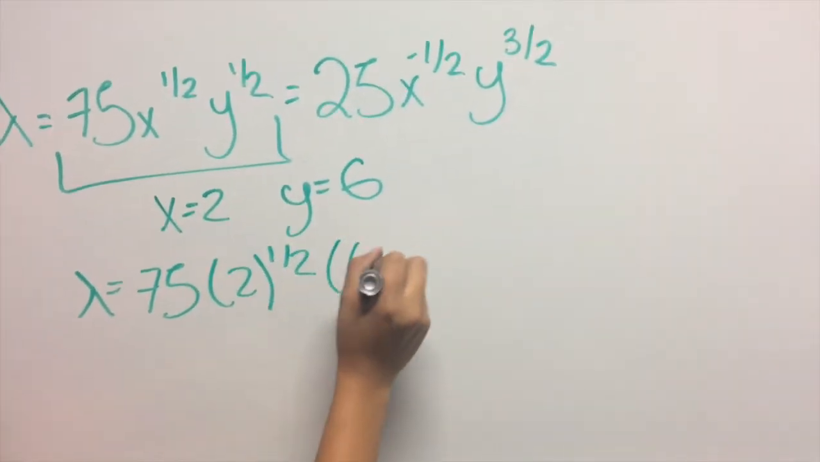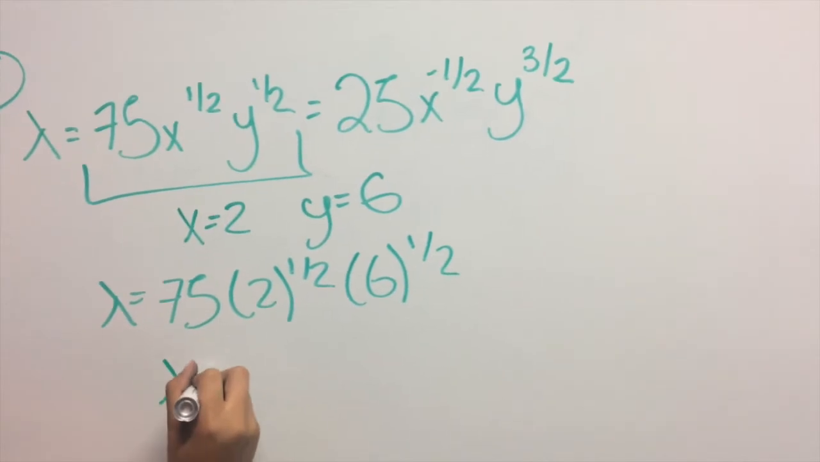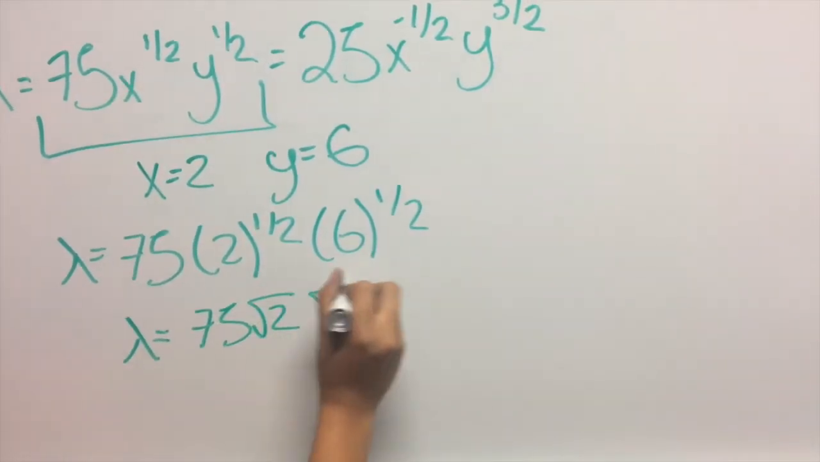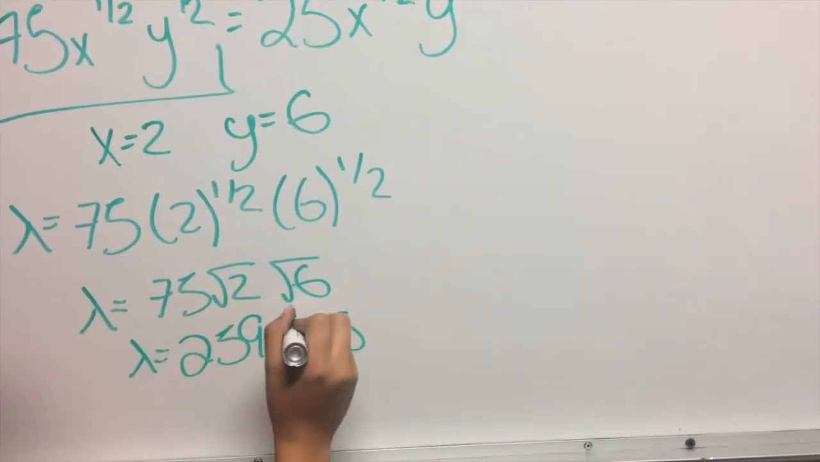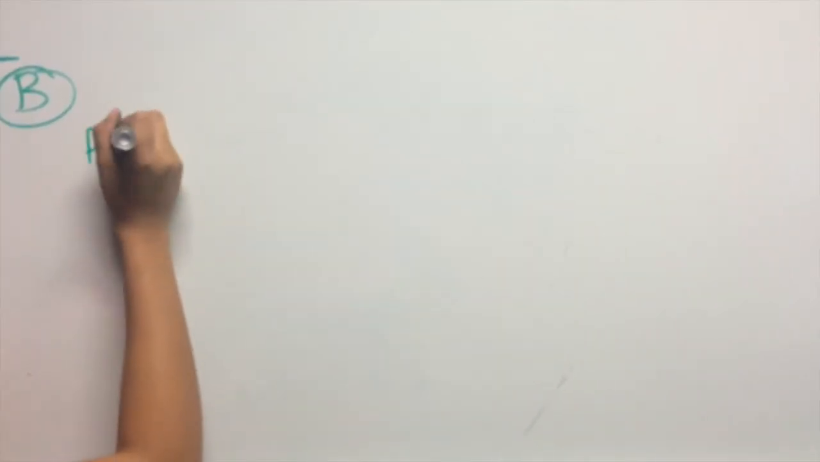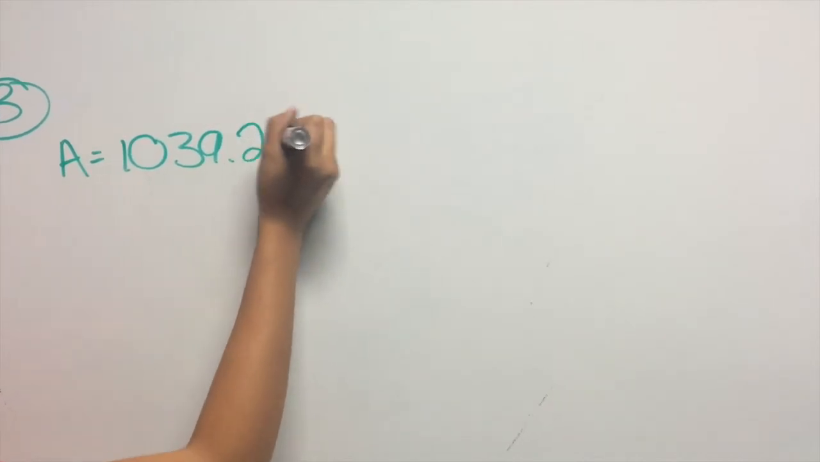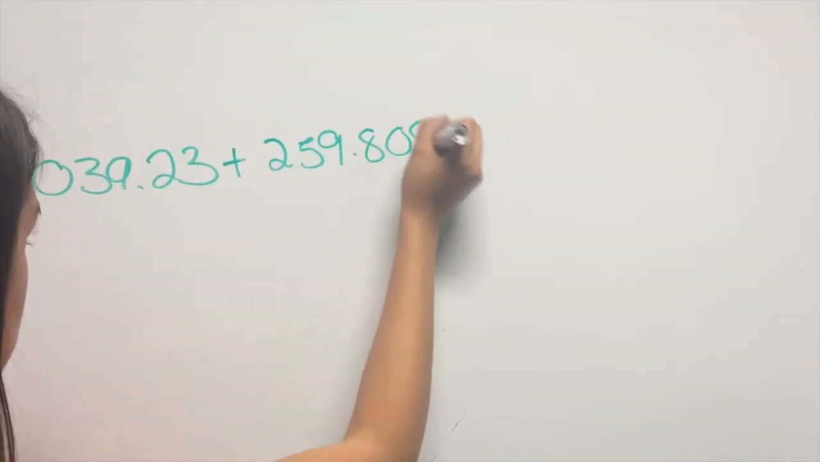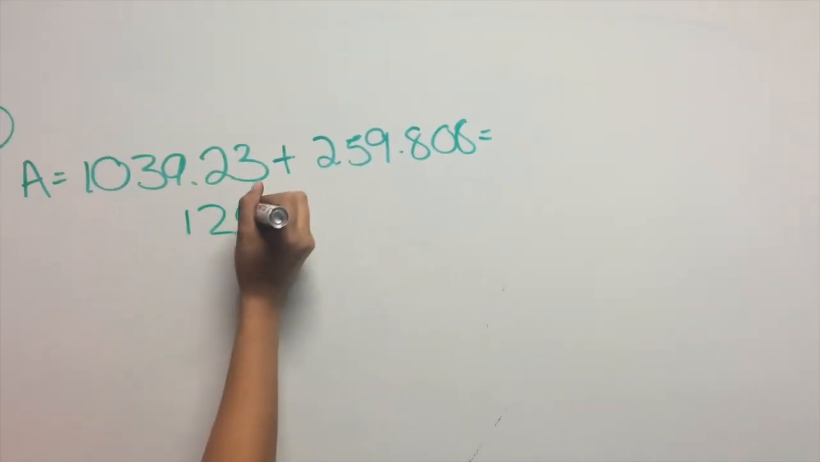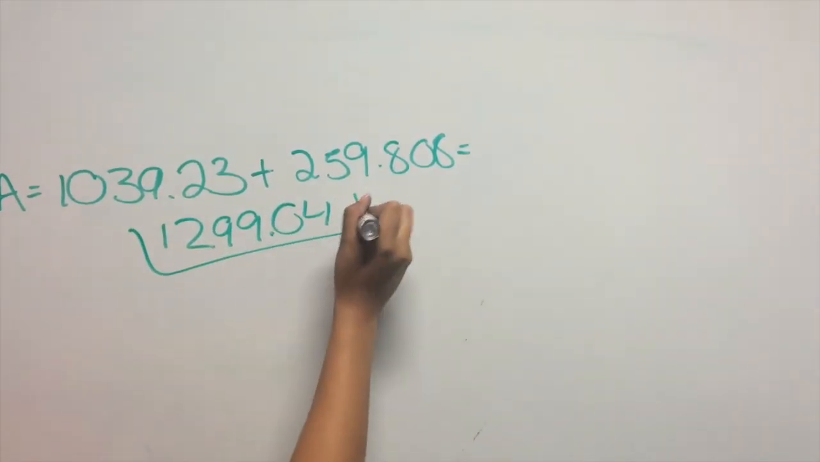We will substitute these in our chosen equation, and the result is the extra sales that are produced thanks to the added $1,000. Now, all we have to do is add up 1,039.23 with 259.808. This is equal to 1,299.04, which is the maximum sales with $9,000.